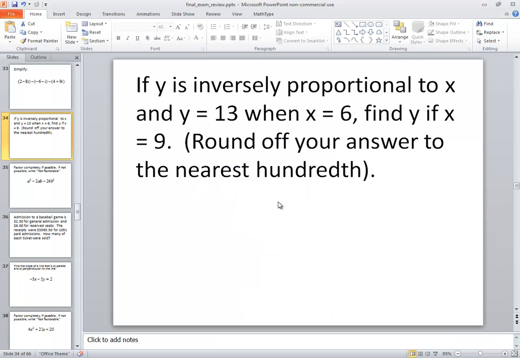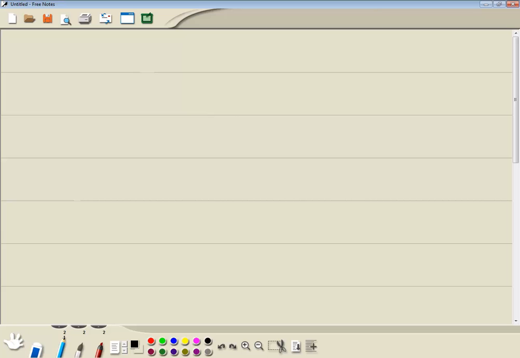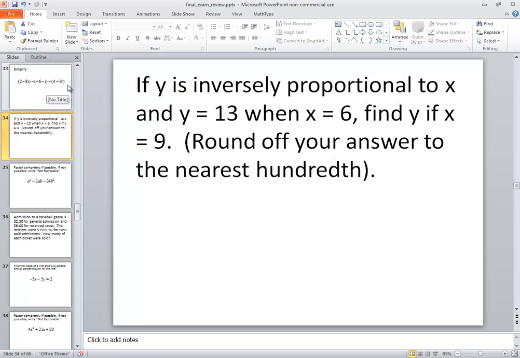Okay, so let's take a look at this one. It says if y is inversely proportional to x and y is equal to 13 when x equals 6, find y if x is equal to 9.